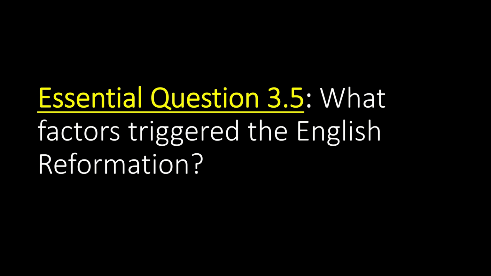We've been talking about the Reformation, and yesterday we talked about Calvinism and how the Peace of Augsburg kind of made Protestantism, at least Lutheranism, there to stay in the Holy Roman Empire. Well, today we're going to shift our focus to England, and we're going to talk about essential question 3.5: what factors are going to trigger the English Reformation? So now we're going to see the Reformation spread to England. Pause if you need to.